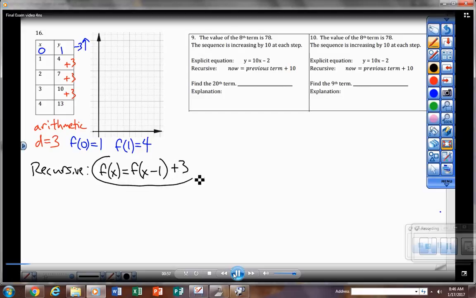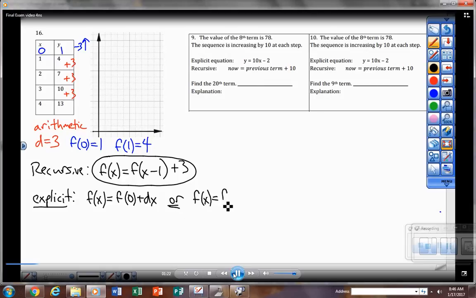For explicit, I'm going to take that 0 term. Explicit is always f(0) plus d times x. Or also use f(x) equals f(1) plus (x minus 1) with d distributed right there. Both will give you the same.